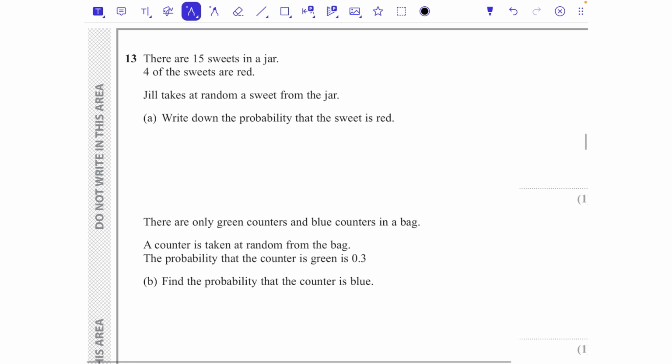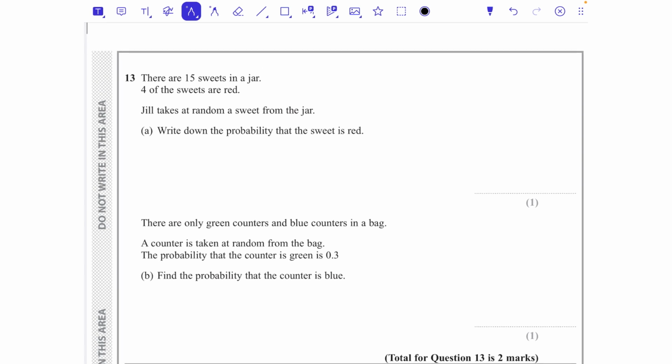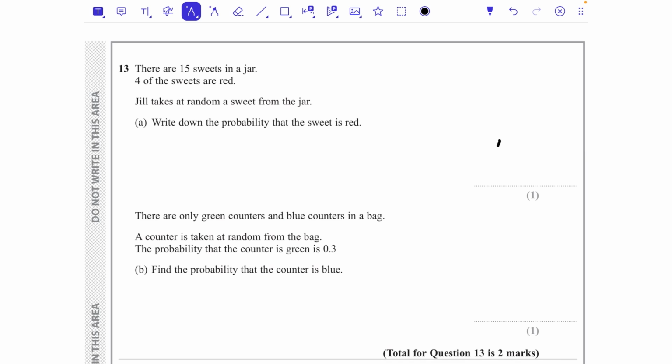Question number 13. There are 15 sweets in a jar. 4 of the sweets are red. Jill takes at random a sweet from the jar. Write down the probability that the sweet is red. Well, 4 sweets are red out of 15 sweets in the jar altogether. So our answer for that one is 4 out of 15.